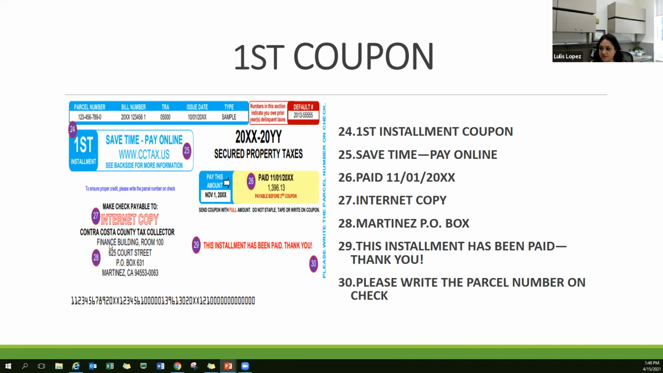If you do not have the stub, we have the mailing address where you can send your check, or even to mail payments for the installment plan or a tax penalty relief application.